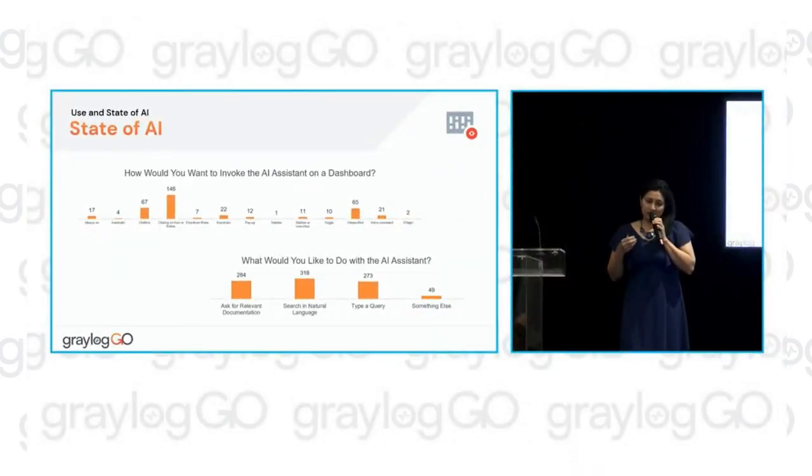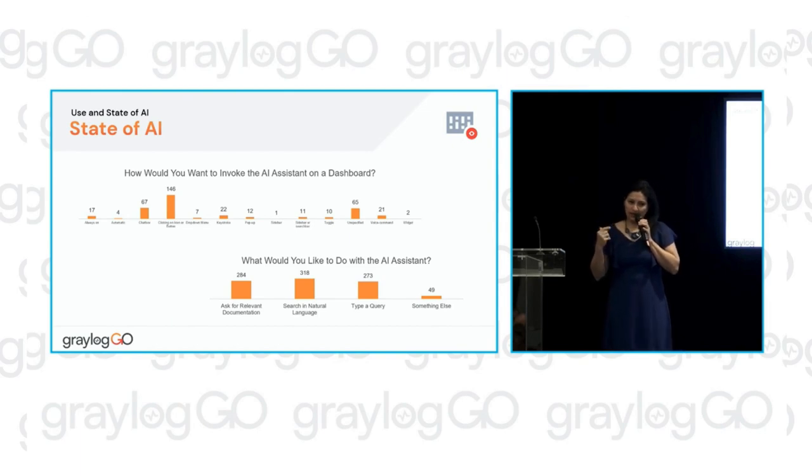Other questions that would help some of the design decisions, how would you want to evoke it? Very common call out is, give us a button, we will pop it out, and then we'll ask that question of the AI. And then what would you like to do with it? Search in natural language came up again.